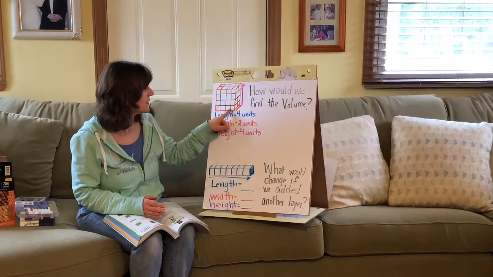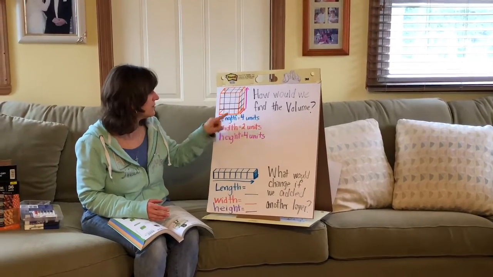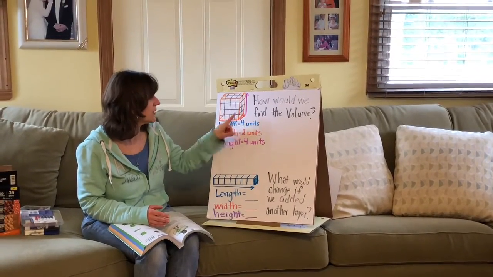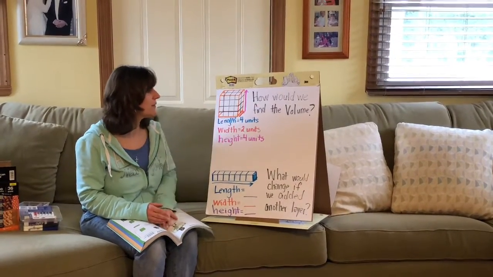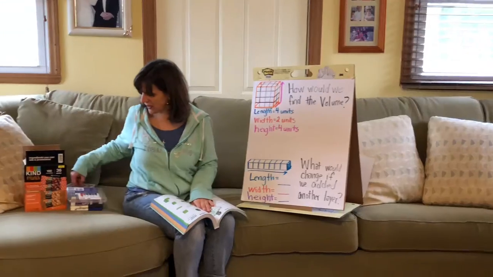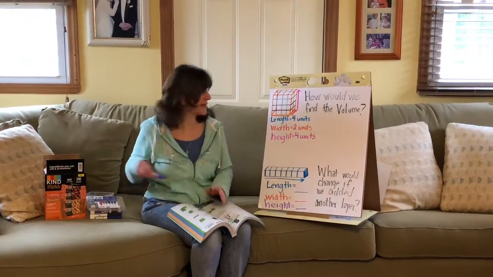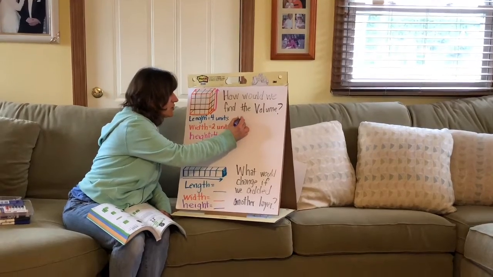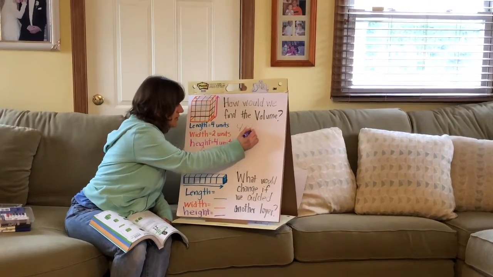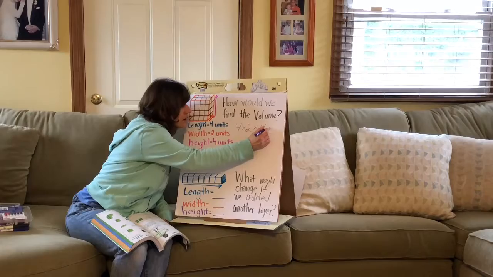I figured out that the length was 4, 1, 2, 3, 4. The width was 2, 1, 2. And the height was 1, 2, 3, 4. So how would we find the volume for this solid figure? I already have it nice and labeled for myself, so I know that the next step I have to do is just do the formula. 4 times 2 times 4.